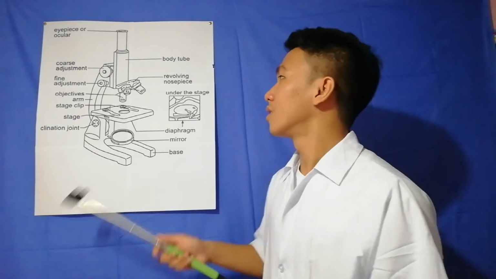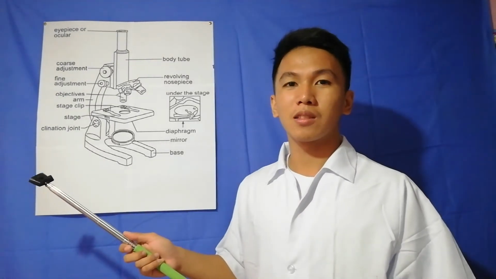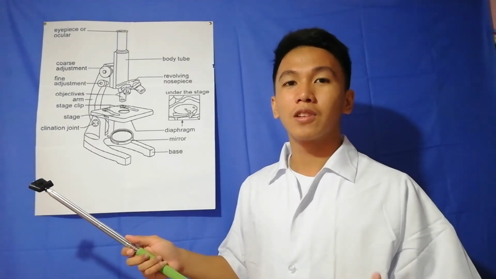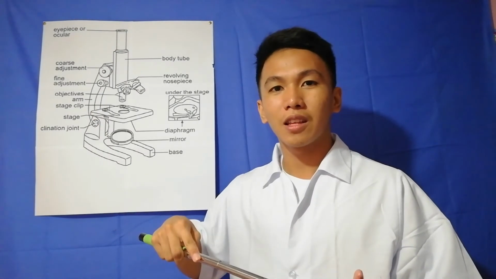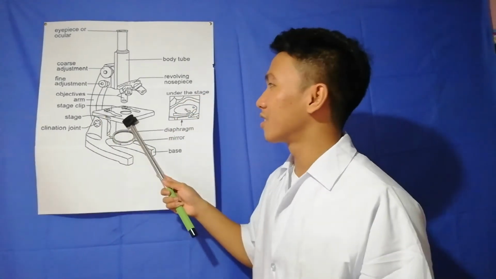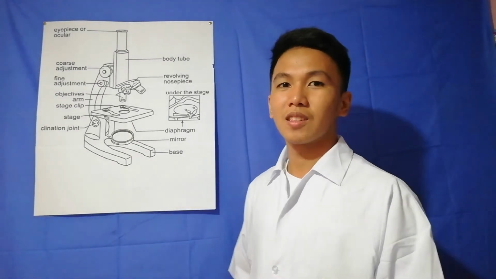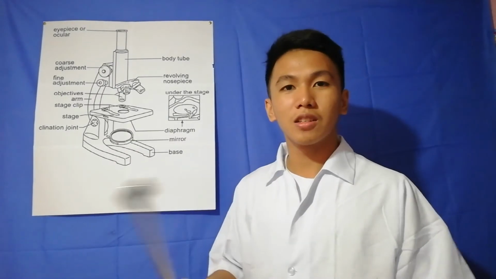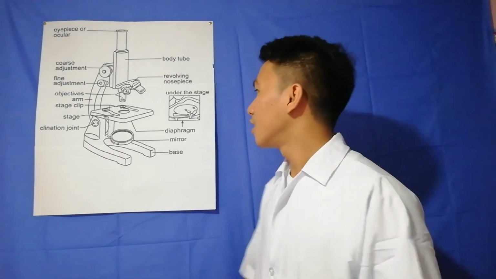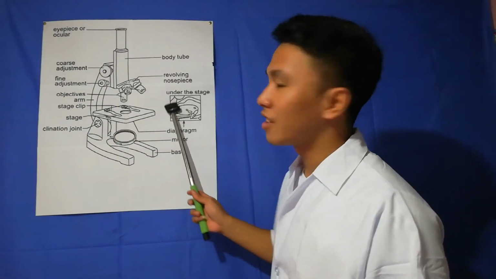So it reflects the light, because this kind of microscope does not have its own light, so it depends on a light source. So it needs this mirror for the light to be reflected back to this stage. So without the light, you cannot see the specimen.